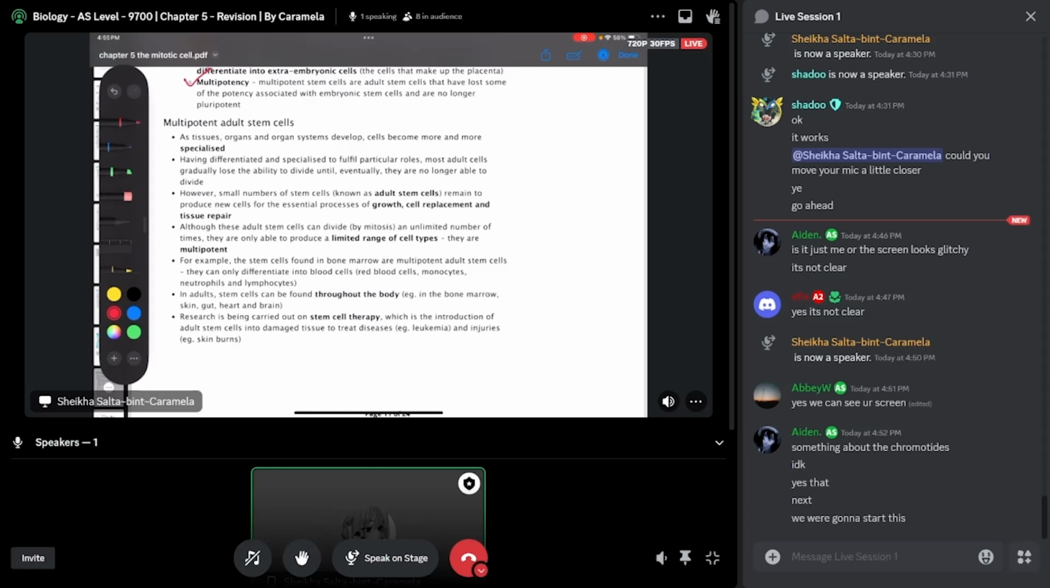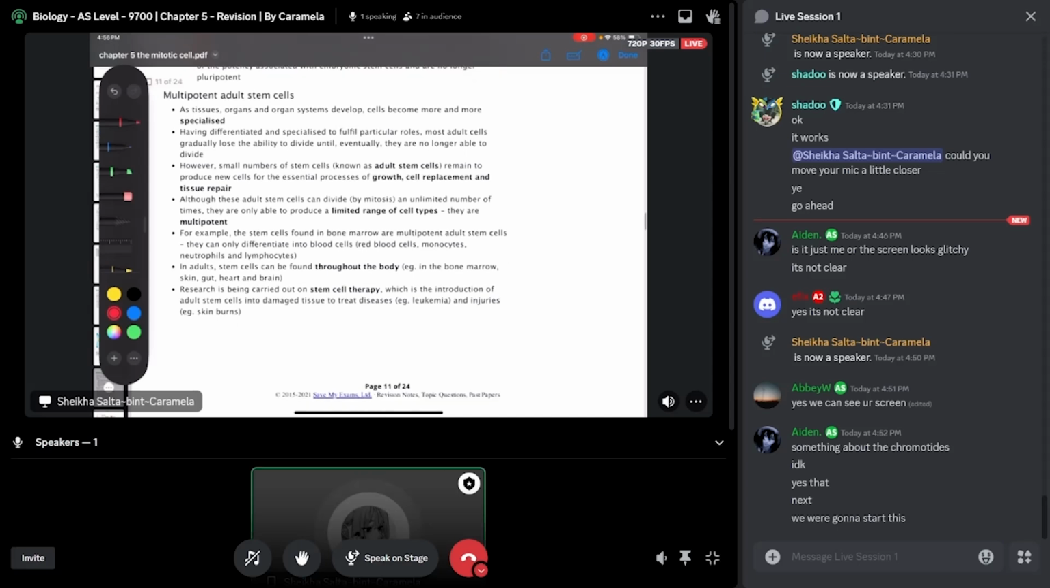Research is also being carried out on stem cell therapy, which is the introduction of adult stem cells into the body. Stem cells are extracted from one individual and then put inside another human who needs those stem cells. For example, if a person has leukemia, the stem cells of a healthy person would be transferred to that person, and then hopefully the person would start making healthy red blood cells, not sickle cell shaped ones.